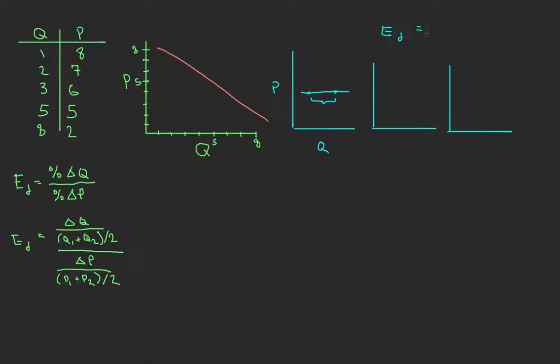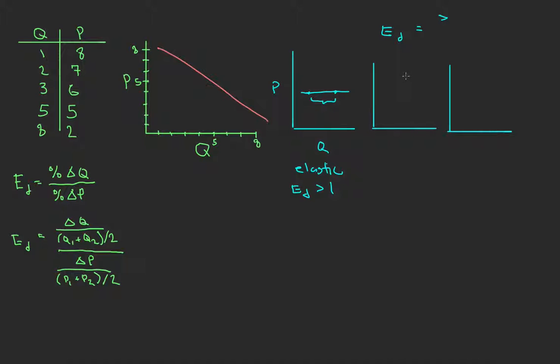Well, the change in quantity is going to be a great number, and the change in price is going to be a small number. And when you have a big number over a small number, say like 100 over 1, it's definitely going to be greater than 1. So in this case, we actually call this perfectly elastic. I'll just write elastic, and ED is greater than 1.